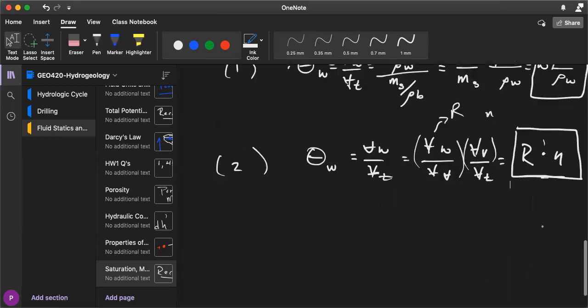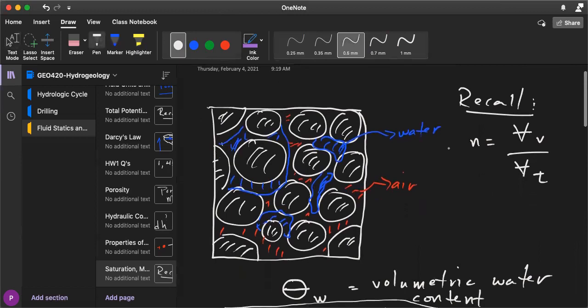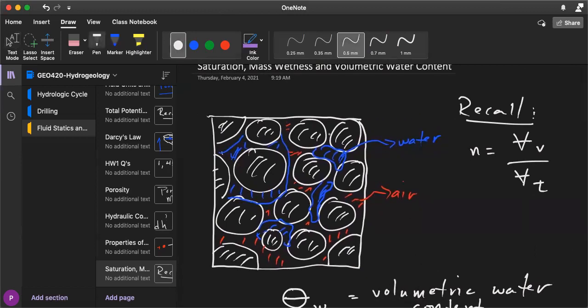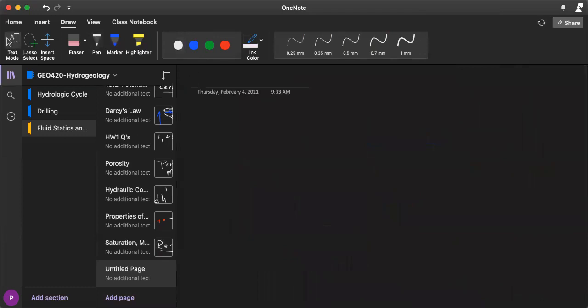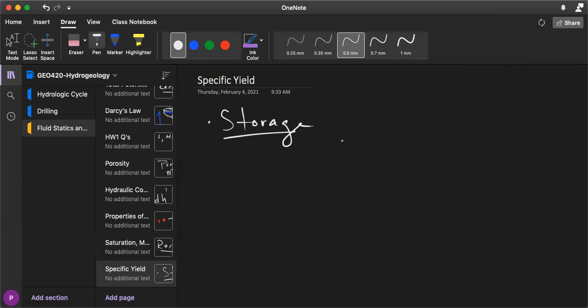All right. So the next property we're going to get to here is called specific yield. And this is our first foray into this idea of storage. And we will talk a lot more about storage.